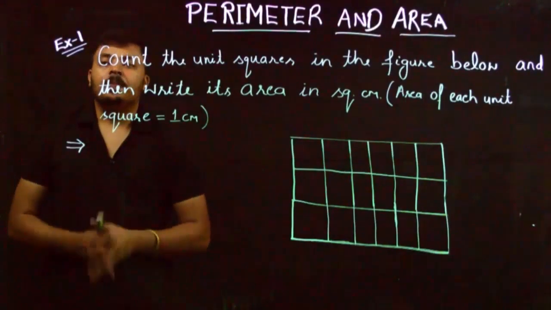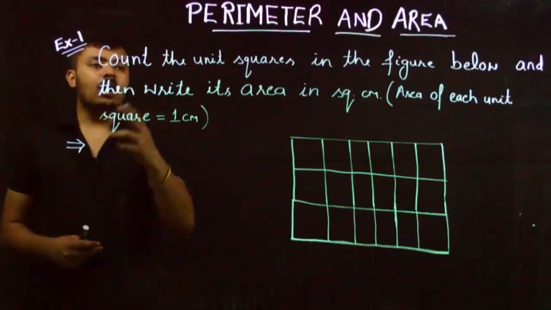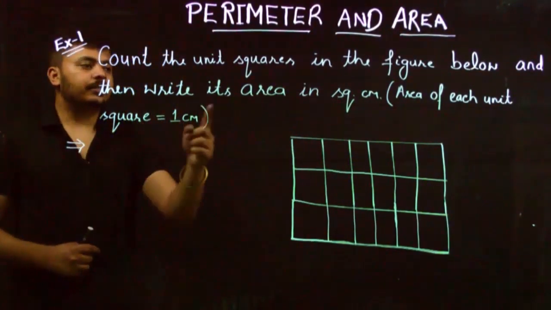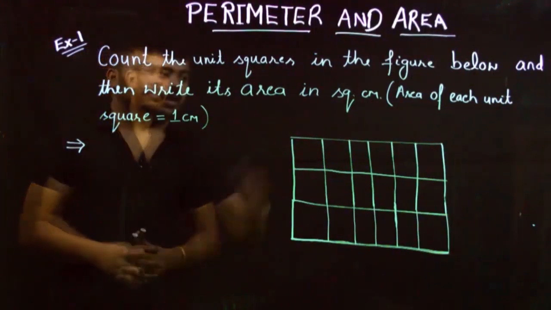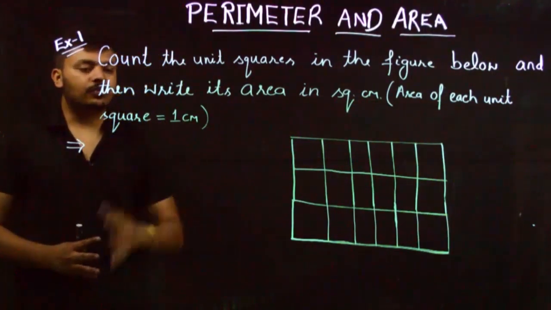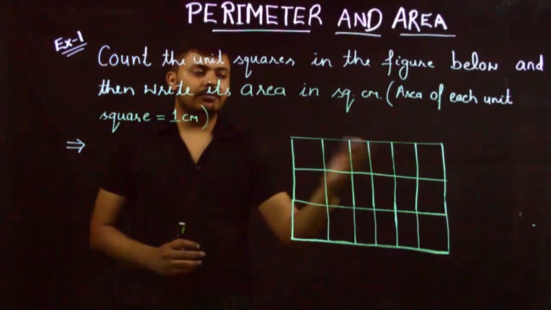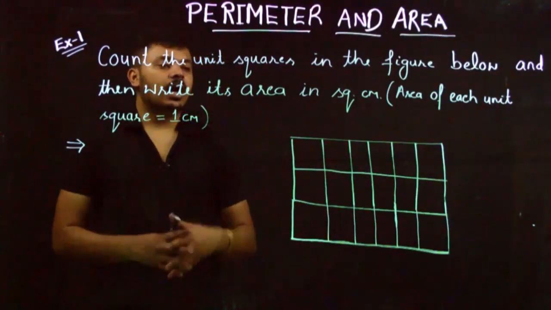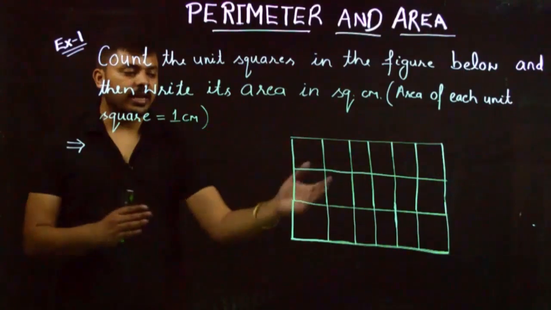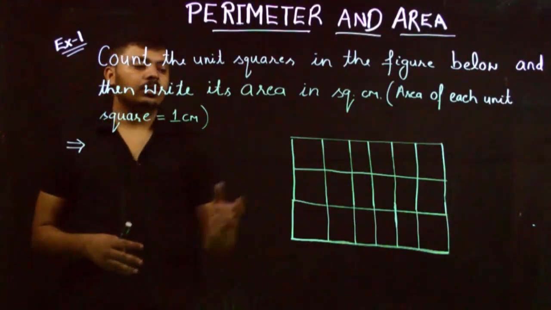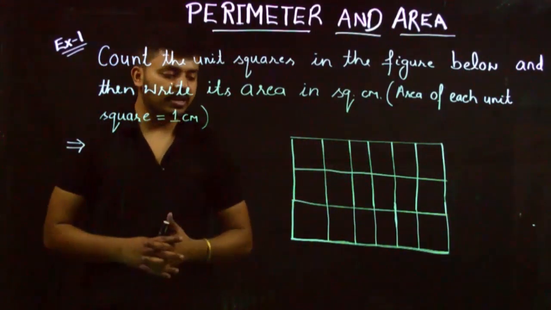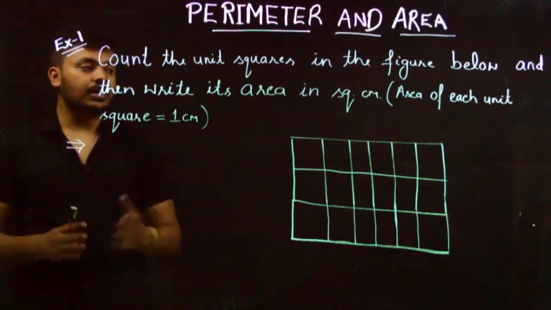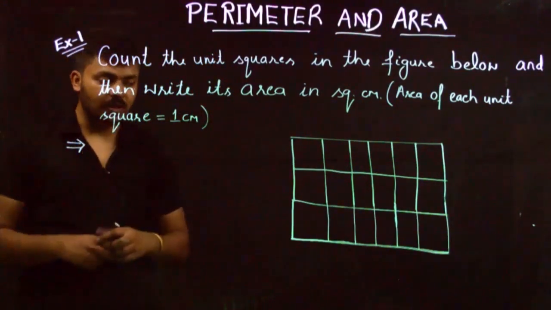So students, now look at example number 1. Count the unit squares in the figure below and then write its area in square centimeters. Area of each unit square equals 1 square centimeter. So here we are given a figure made of squares, and we have to write the total area of the figure. So we have to count the unit squares in the figure and write the area of this figure. And we are given each unit square is equal to 1 square centimeter.